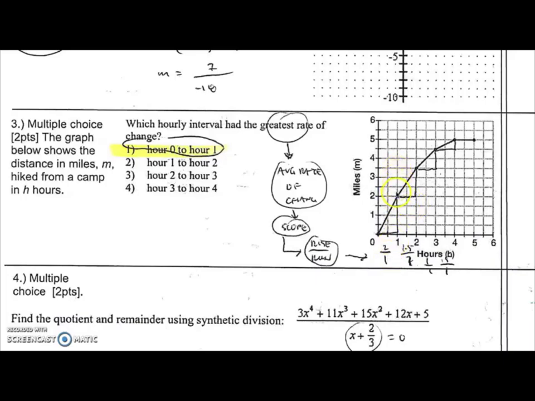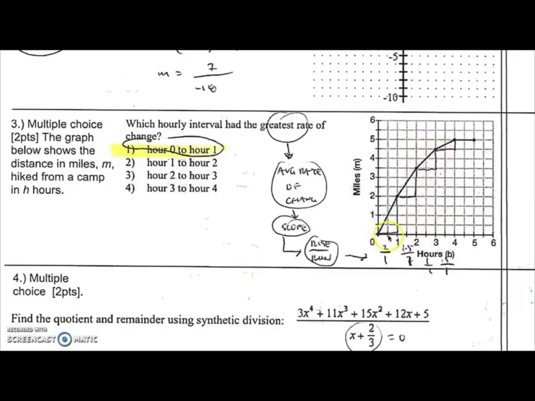From here to here, the distance of each of these boxes is 0.5. So 0.5, and then 0.5, and 0.5. So 1.5 miles over 1 hour, so 1.5 miles per hour. So basically I'm just calculating the slope or the average rate of change. So here I have a rise of 2 and then a run of, sorry, 0.5, 0.5, so that's 1 mile in 1 hour.